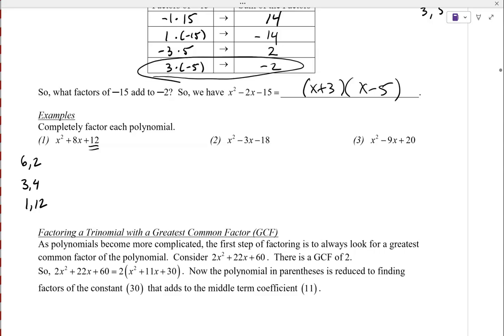Now I got to figure out which ones I need. Well, notice it's a plus 12, right? So that simplifies things a little bit. I want things that multiply to 12 and add to 8. Of these 3 choices, which one adds to 8? The 6 and the 2, right? So this one right here is what we want. Plus 6 and plus 2, we get x plus 2 and x plus 6. And you can write it the other way too. If you write it as x plus 6 times x plus 2, that's the same thing.